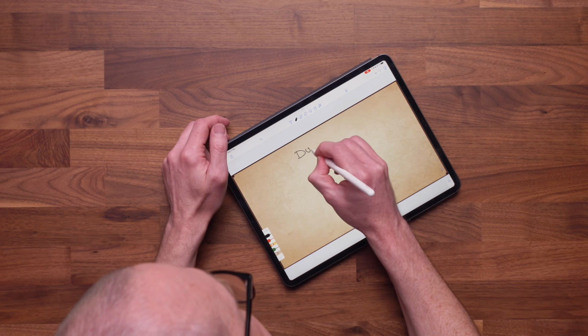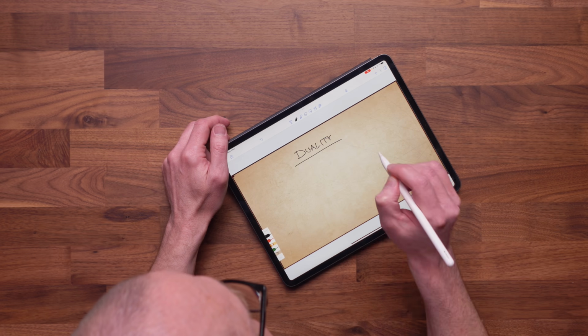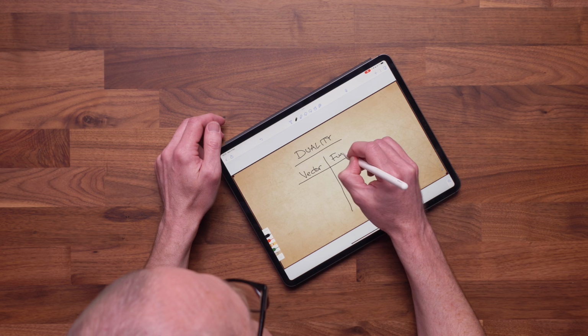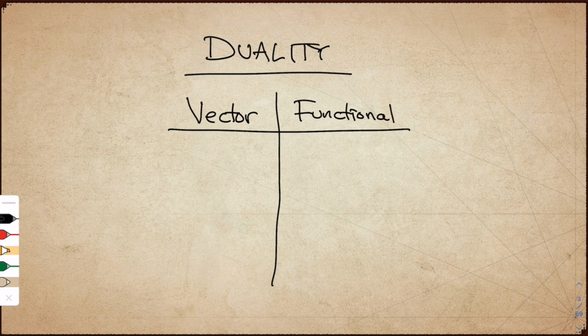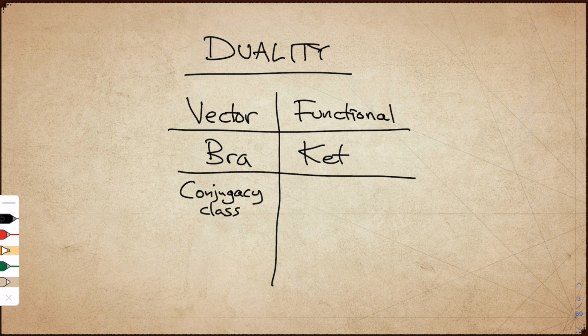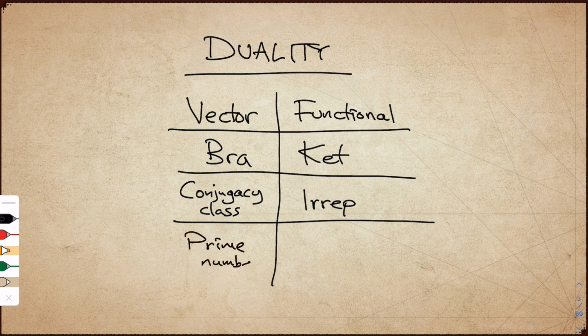There is a very deep theme at the heart of mathematics called duality. In linear algebra, you have vectors and their dual objects called functionals. In quantum mechanics, you have bras and kets. In group theory, you have conjugacy classes and irreducible representations. And in number theory, you have prime numbers and L functions.